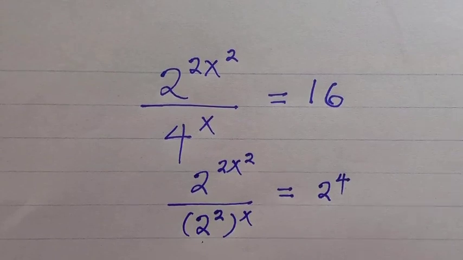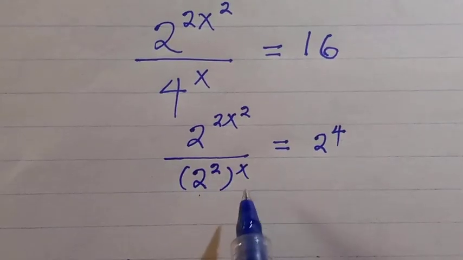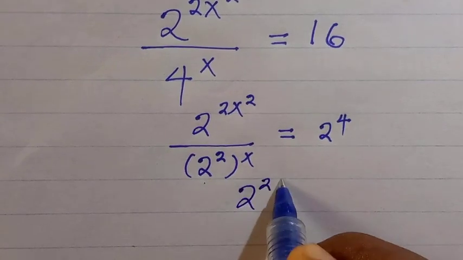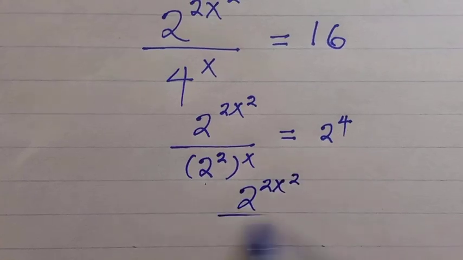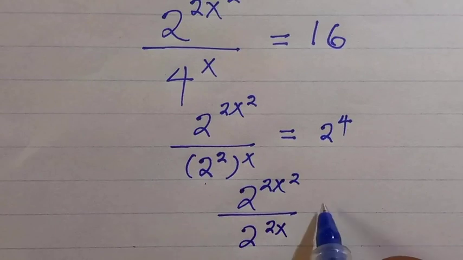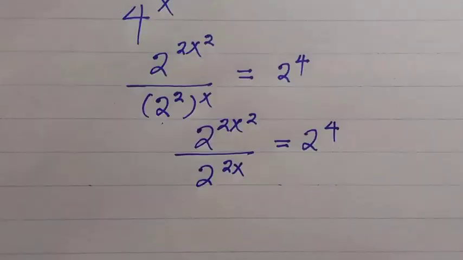So the next step is, when these two multiply x, we have 2 to the power of 2x squared divided by 2 to the power of 2x equals 2 to the power of 4.